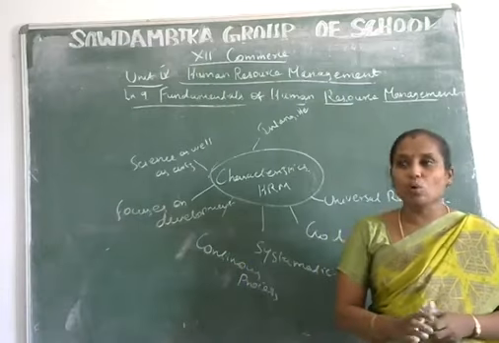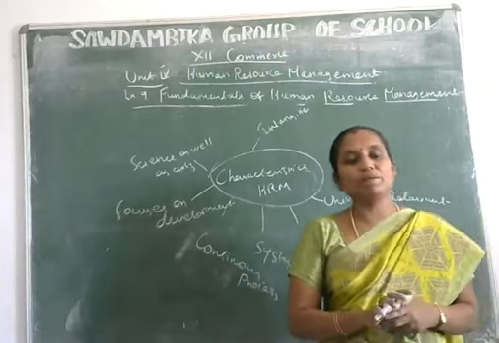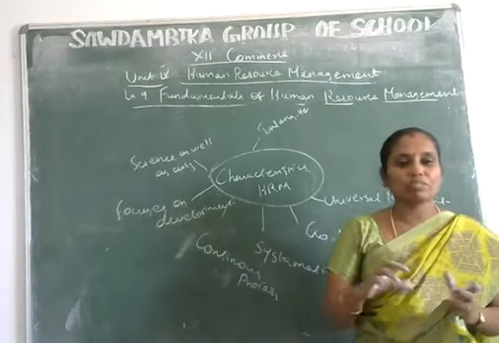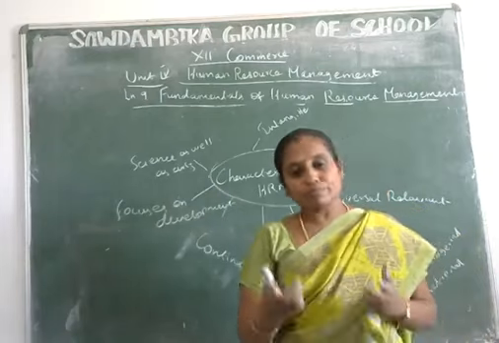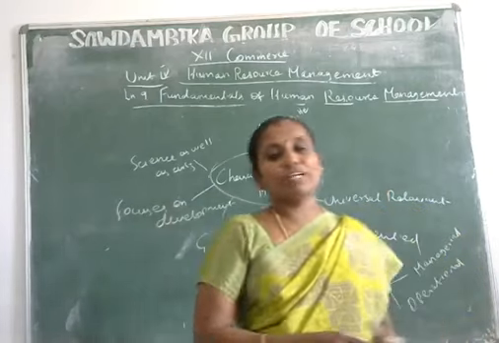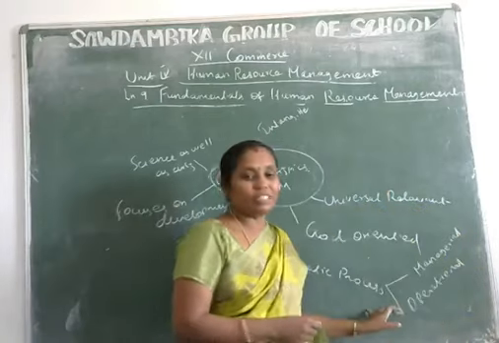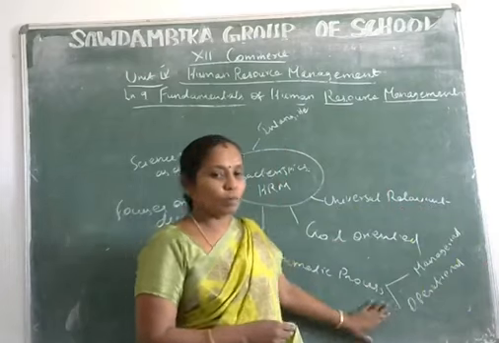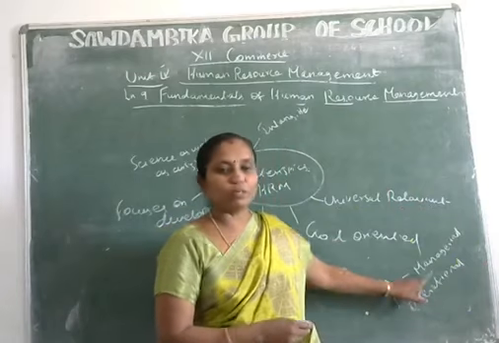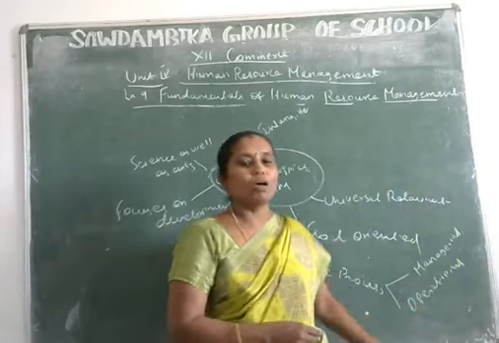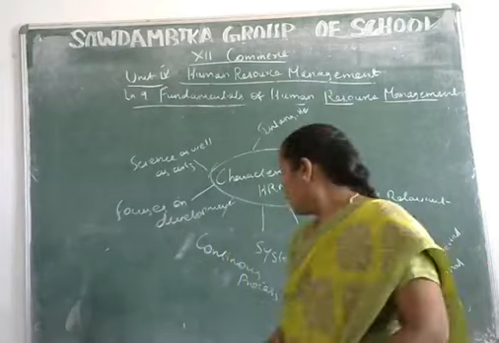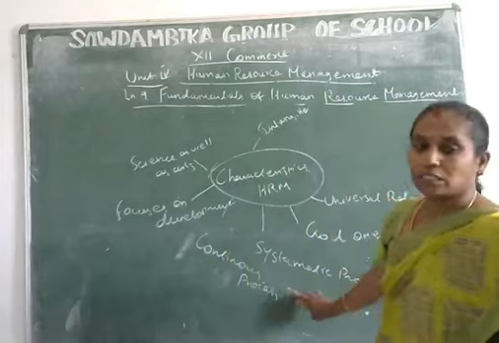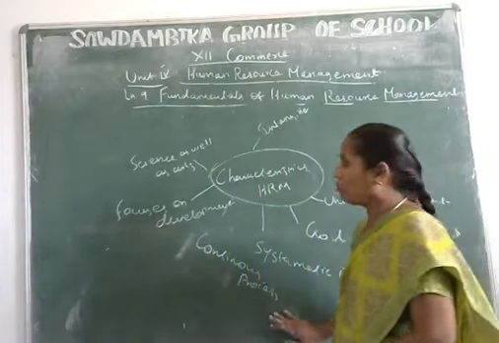And it is goal oriented, which means it accomplishes individual goals along with organizational goals. And it is a systematic process, which means HRM has to follow two kinds of functions: managerial functions and operational functions. And it is a continuous process, a non-stop activity in every organization.